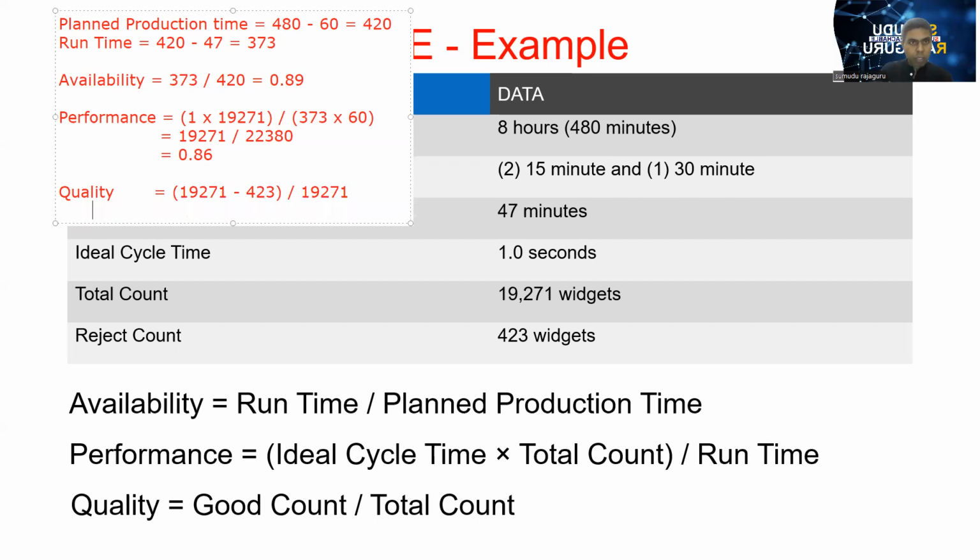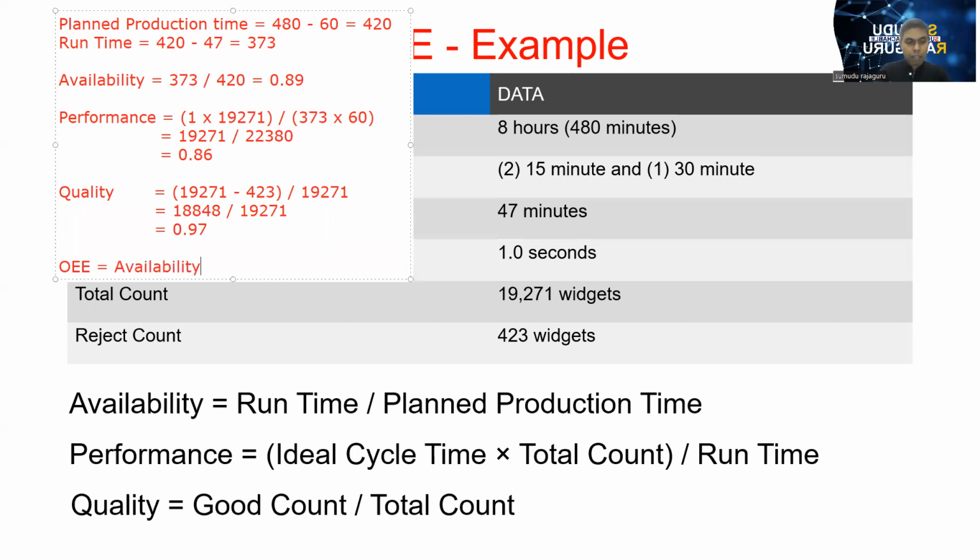Good count equals 18,848, divided by 19,271. So what is the answer? The answer is 0.97. So overall equipment efficiency equals availability multiplied by performance multiplied by quality.